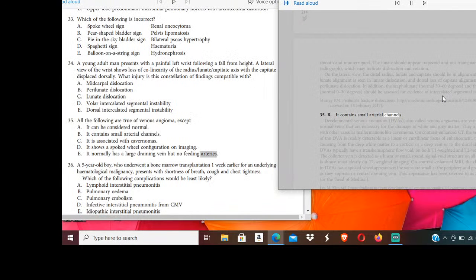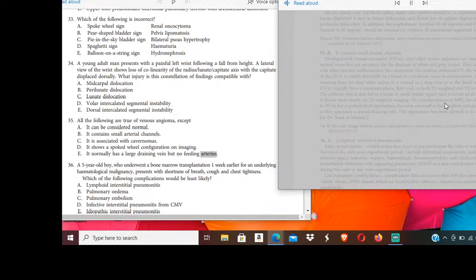B. It contains small arterial channels. Developmental venous anomalies. DVAs, also called venous angiomas, are variations of the normal veins that are necessary for the drainage of white and gray matter. They are associated with other vascular malformations like cavernoma.